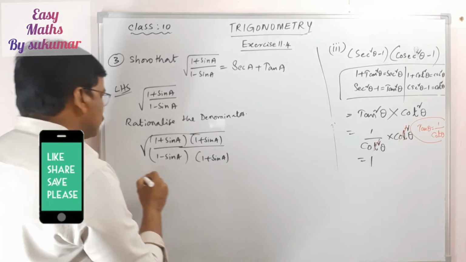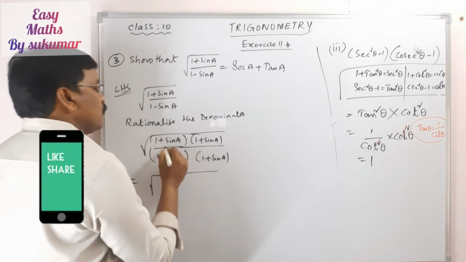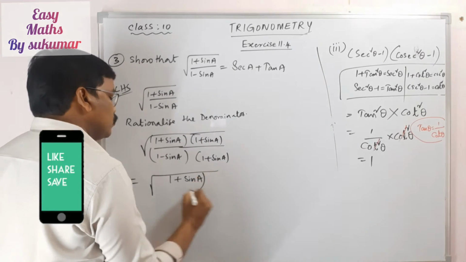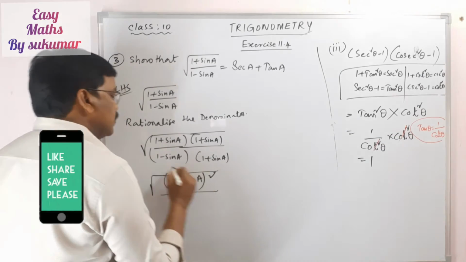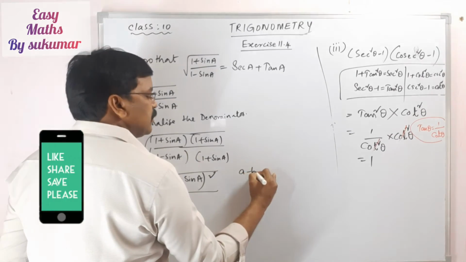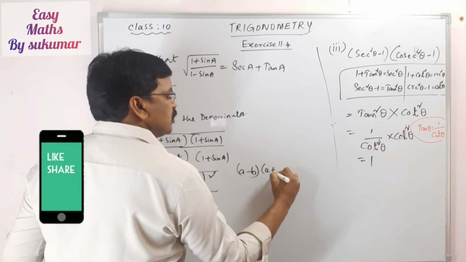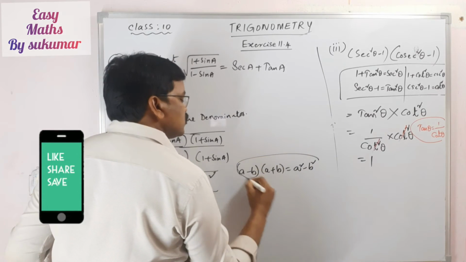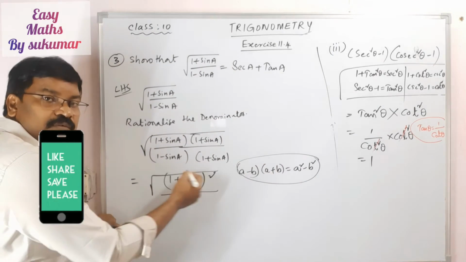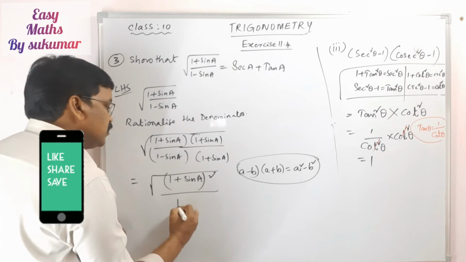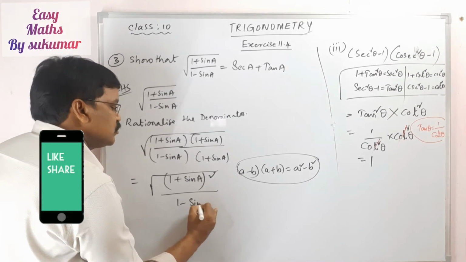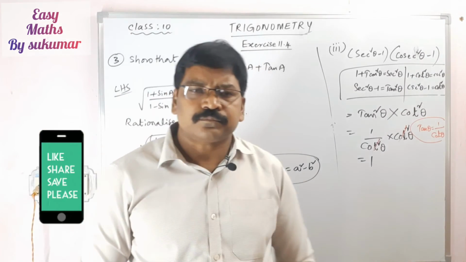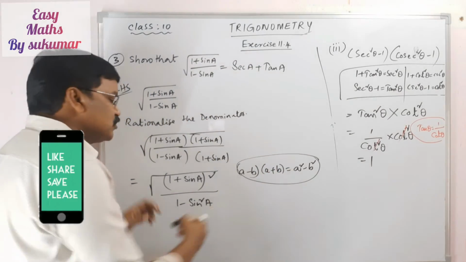So my dear students, it is equal to root of 1 plus sin A into 1 plus sin A, that is 1 plus sin A whole square, by 1 minus sin A into 1 plus sin A. This is a minus b into a plus b, which is equal to a square minus b square. So instead of this, we can write 1 minus sin square A. Of course, 1 square means 1 only.